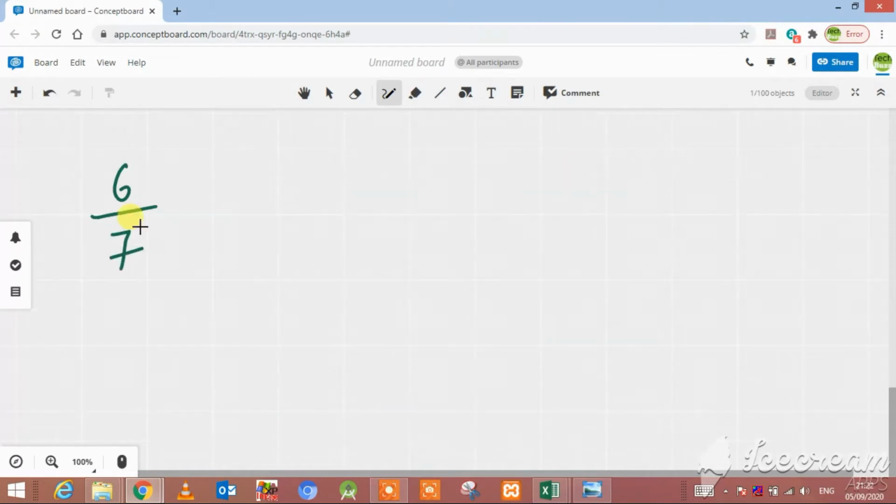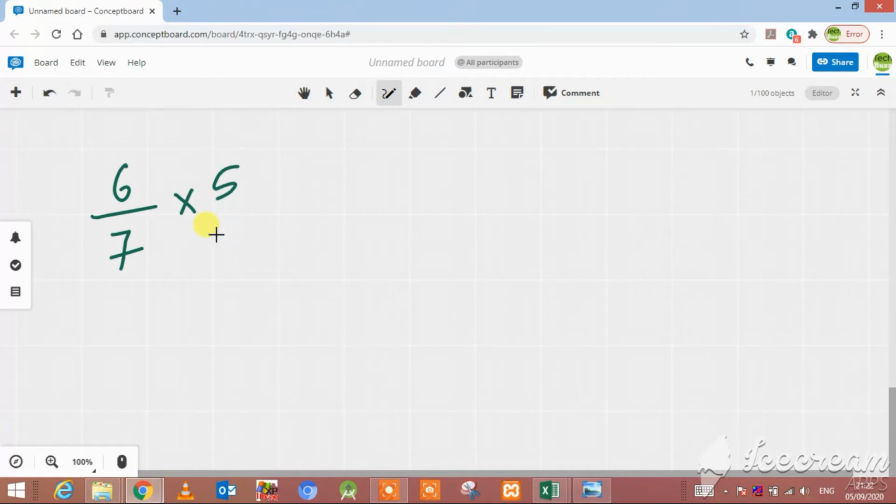Now here I have written 6 upon 7. Now everyone can find the equivalent fraction of 6 upon 7. Yes, do it fast. So just take any number as per your choice. So what is your favorite number? Just tell me. Now I am taking 5.